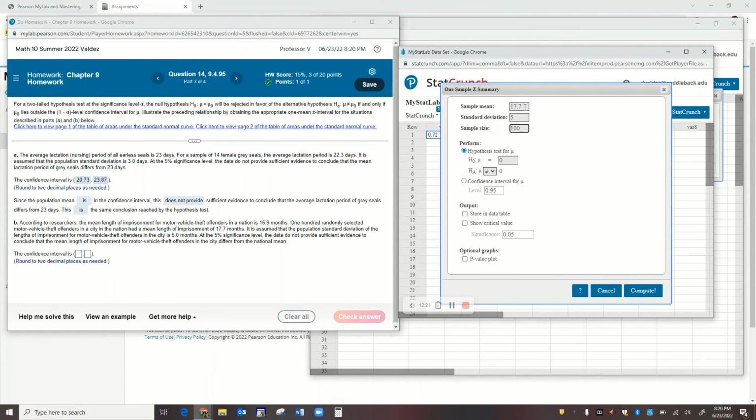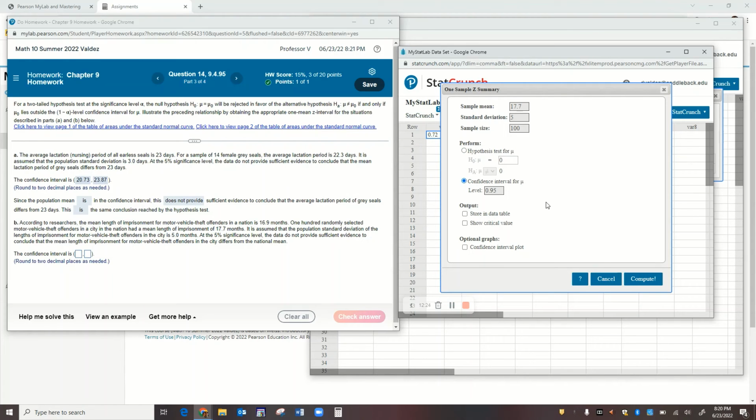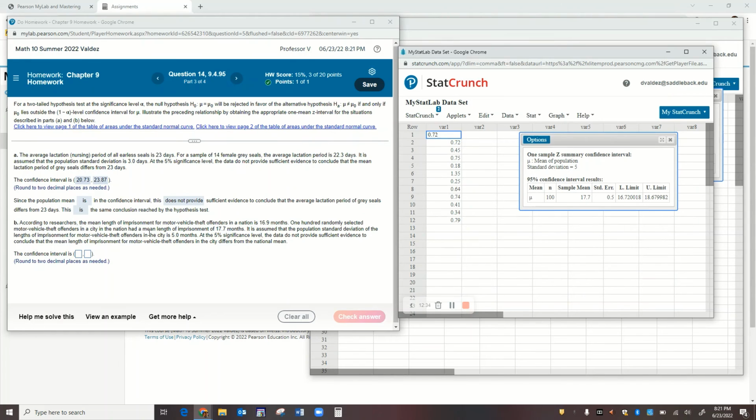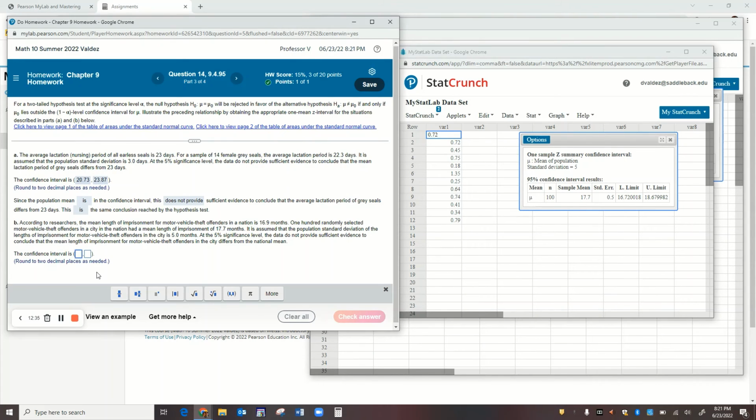And then this time we're doing confidence interval. 5% significance level means at the 0.95 confidence level. So it looks like we're ready to compute. Again, rounding to 2 decimal places. So lower limit 16.72 and upper limit 18.68 if we round.